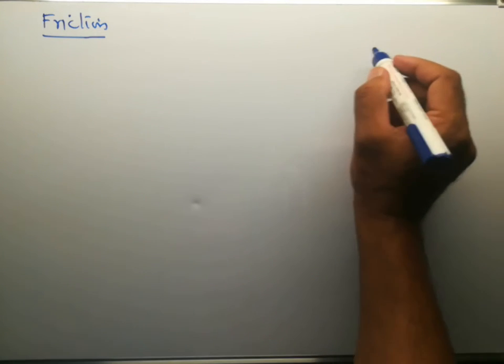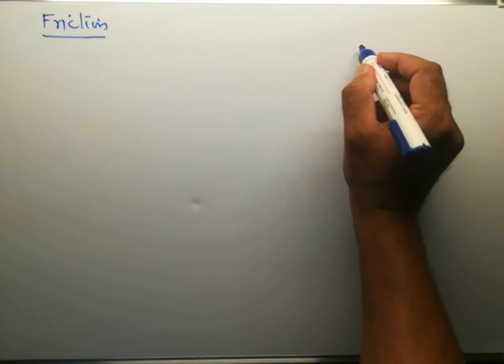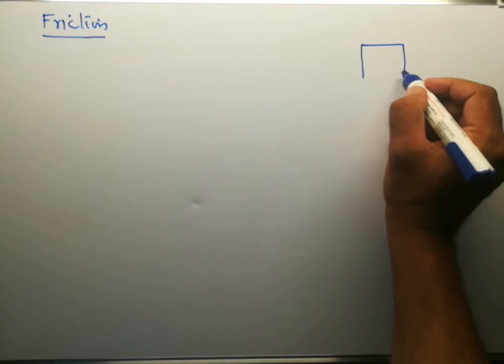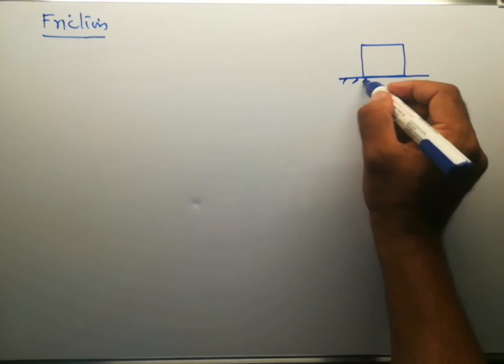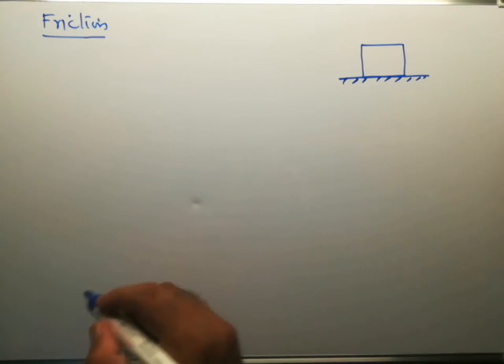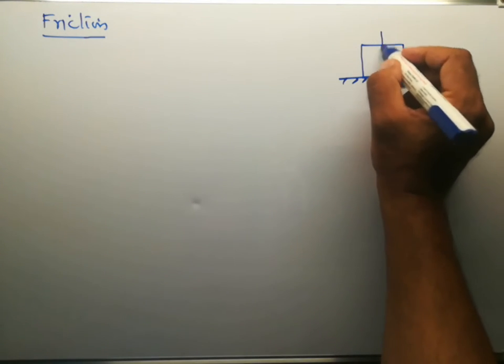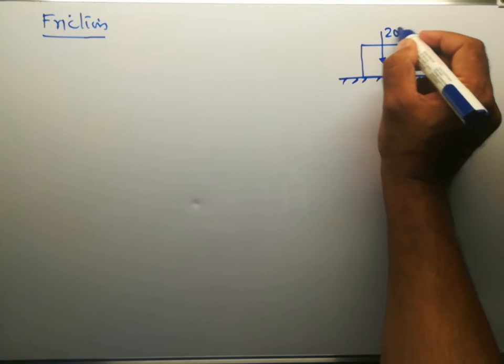Let us solve a problem involving frictional force. So in this problem, a block of weight 200 Newton is placed on a rough horizontal floor. A block of weight 200 Newton is placed over a rough horizontal plane like this. Its weight is 200 Newton.